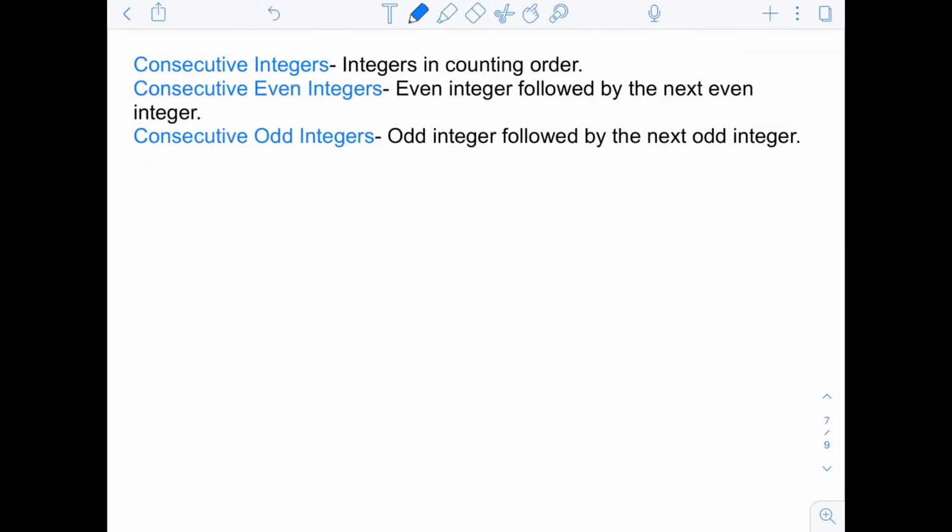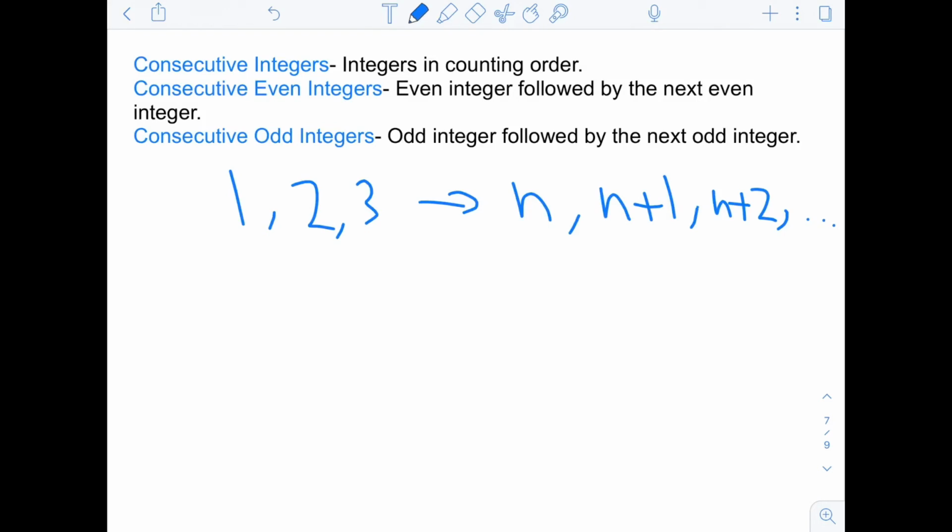Now let's talk about consecutive integers. These are integers in counting order. So this is like 1, 2, 3. And using symbols, that's the same thing as just n, n plus 1, n plus 2, and so on. Now consecutive even integers are just even integers followed by the next even integer.